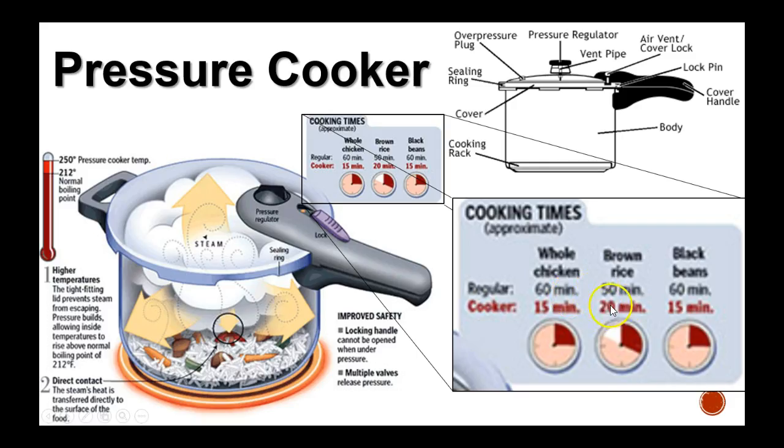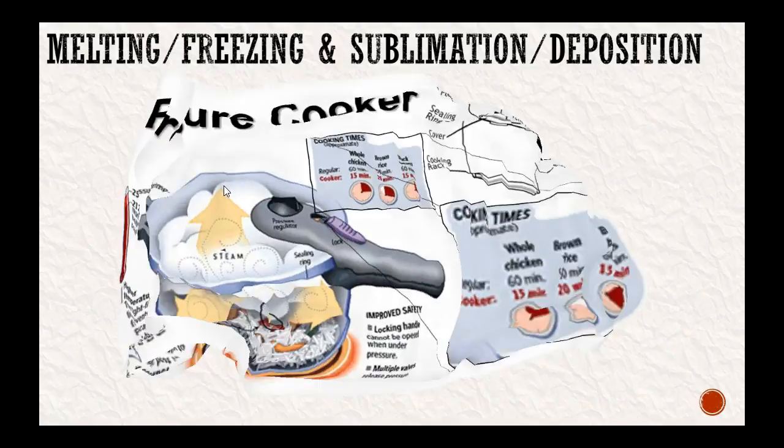You can cook rice in 20 minutes as opposed to 50 minutes, or black beans in 15 minutes as opposed to 60. By increasing that pressure, I increase the temperature, which means the food is going to cook much quicker.